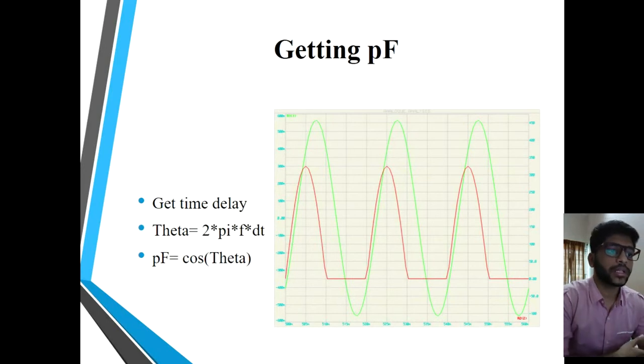We calculate the zero crossing delay of our voltage and current, and then from that delay we multiply it with pi f2 and then get theta, and then we calculate the power factor using cos theta.